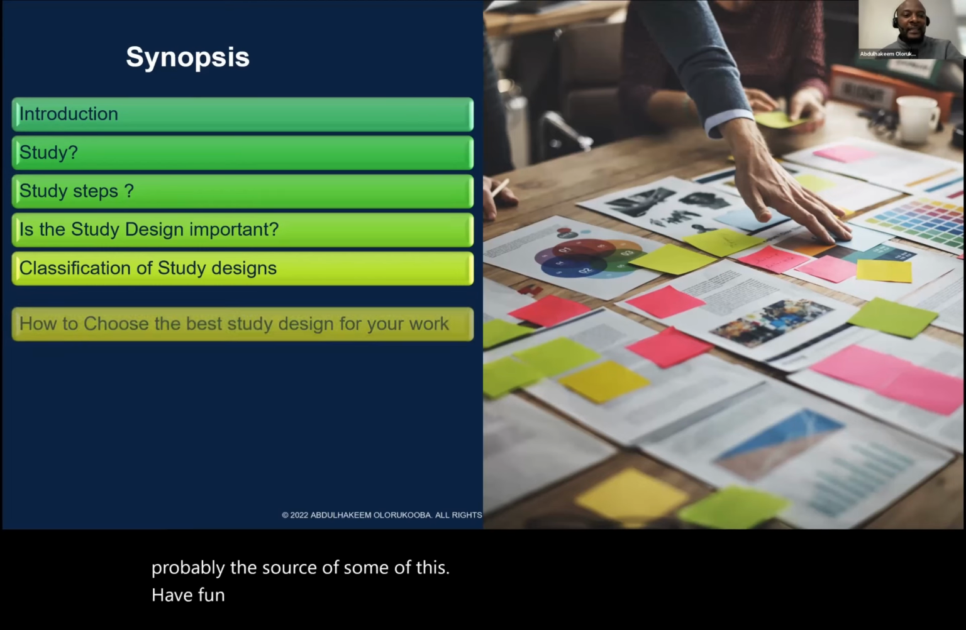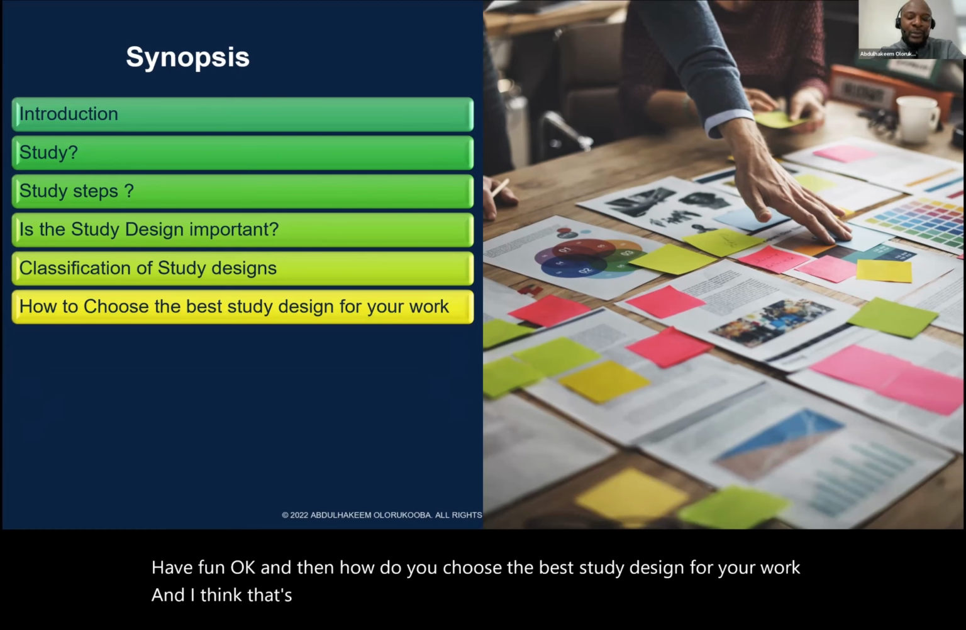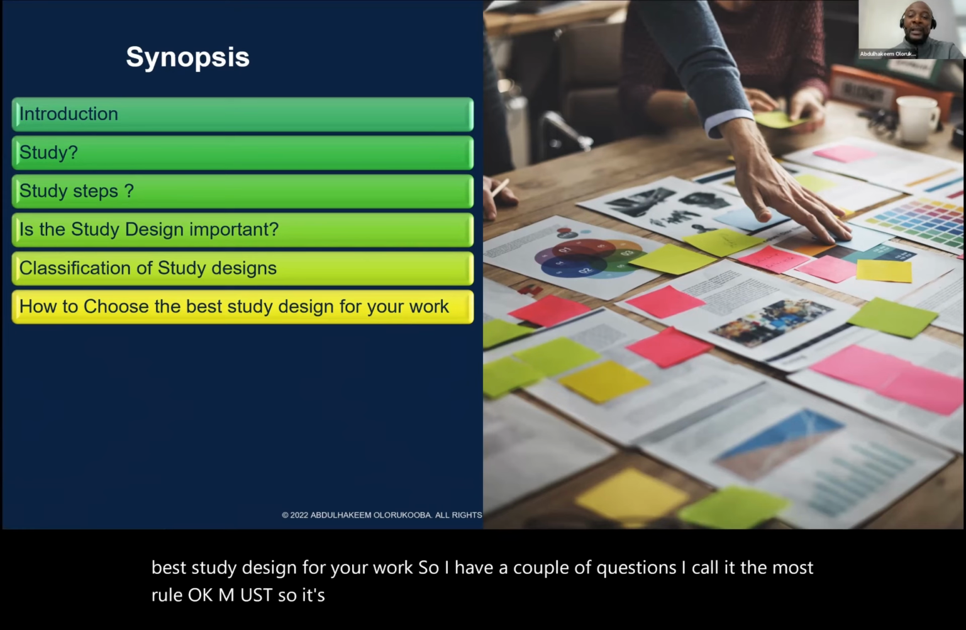Okay, and then how do you choose the best study design for your work? And I think that's the crux of this whole meeting today. How do you choose the best study design for your work? So I have a couple of questions. I call it the M.U.S.T rule. Okay, M.U.S.T. So it's Abdulhakim's M.U.S.T rule.